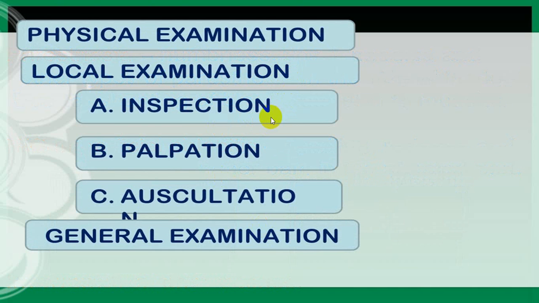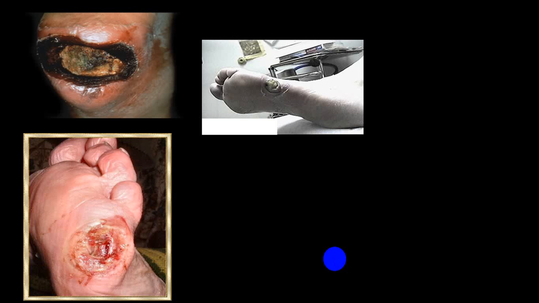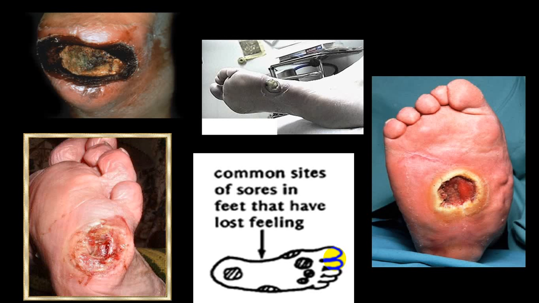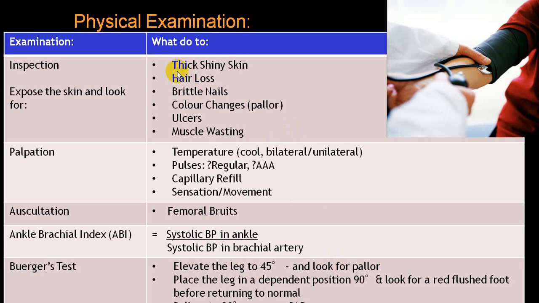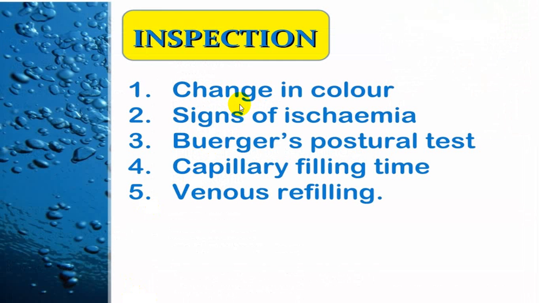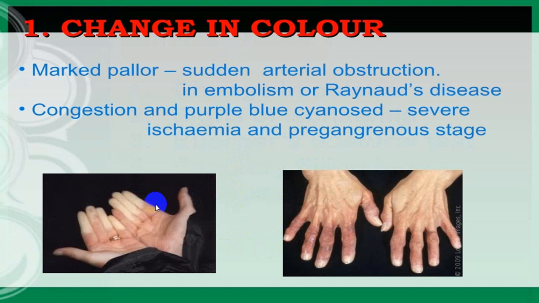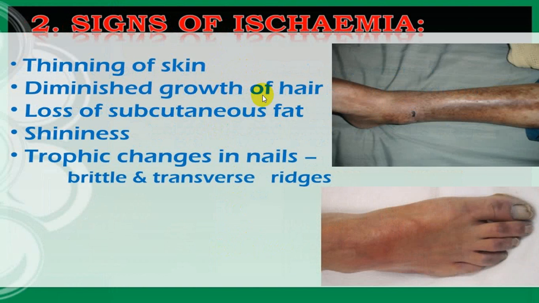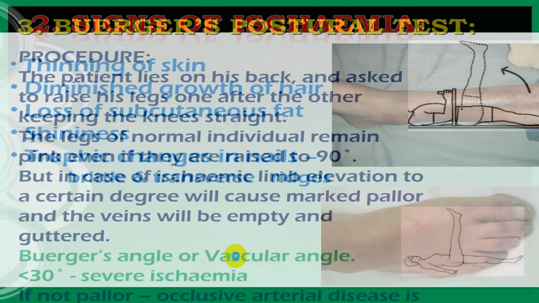You can do a physical examination and local examination, including inspection, palpation, auscultation, and then general examination. Here you can see ulcers, typically non-healing ulcers, very commonly on the plantar surface of the foot. This we have already mentioned before. I've shown you this slide before. So you look for the skin color changes, signs of ischemia, Buerger's test, capillary refilling time, venous refilling time, etc. Look for changes in the color like pallor, cyanosis. Look for signs of ischemia like temperature, color changes of the skin, brittleness of the nail, etc. Trophic changes of skin and nail.